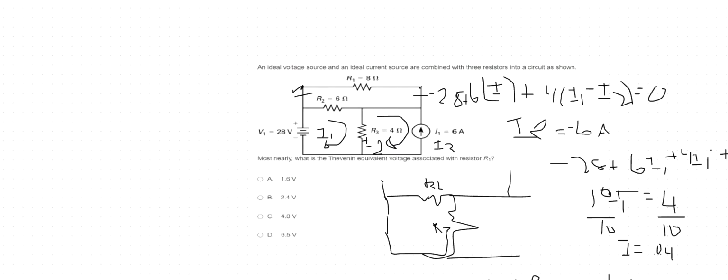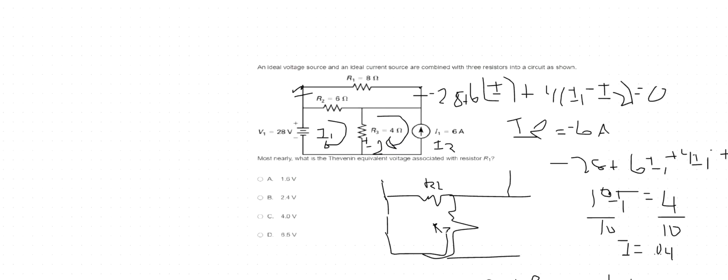So it'd be 28. Well, no, you don't. Where's I1? I1 is right here. What is I1? I1 is 0.4. Okay, so the voltage across the resistor will be the current through it times the resistance, right? Yep. And it's the same thing as VTH, because VTH is right across here.